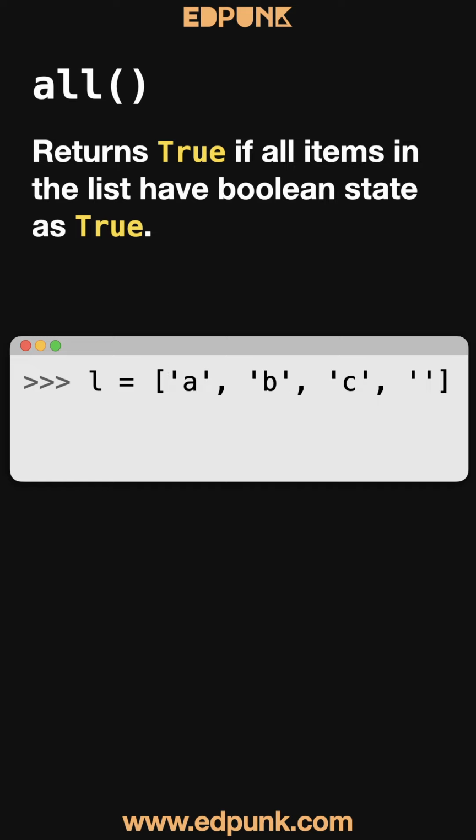Let us take another example. Assign a list containing items string A, string B, string C and empty string to variable L. Now, executing all of L returns false as the empty string has a Boolean state of false.